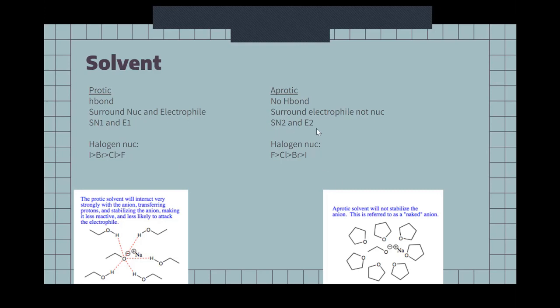So it prefers SN2, and E2 prefers it because the nucleophile is free to attack, right? And because there's no H bonding, the basicity takes over in this case. So F will take over and be the best nucleophile here. So basically now it reverses itself. So basicity matters in aprotic. An example of an aprotic solvent is DMF, which you guys learned before, CCl4.